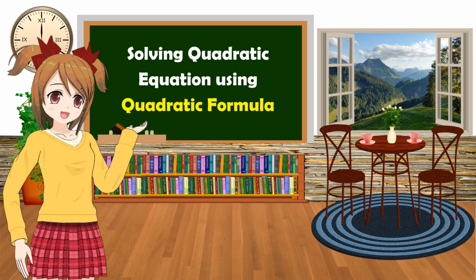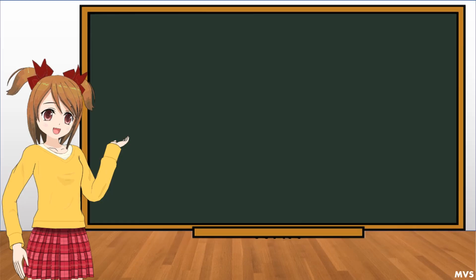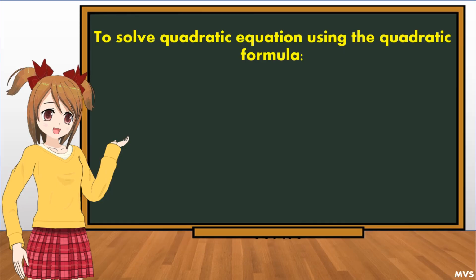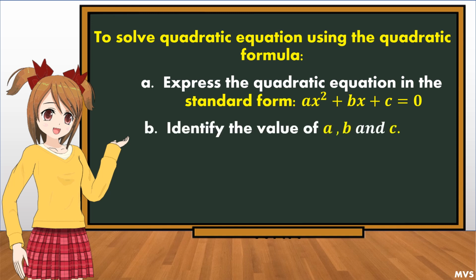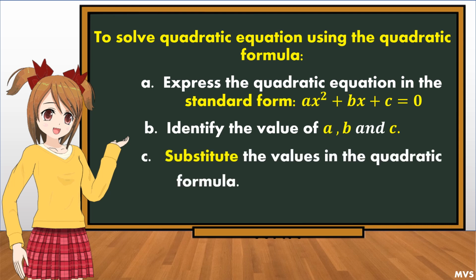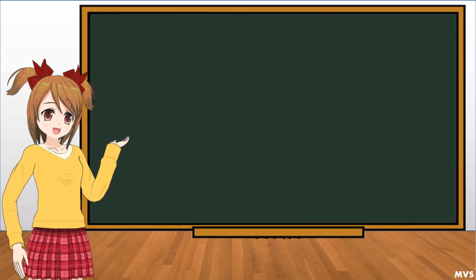This time we're going to solve quadratic equations using the quadratic formula. To solve a quadratic equation using the quadratic formula, you have to express the quadratic equation in the standard form ax squared plus bx plus c is equal to 0. Identify the values of a, b, and c. Substitute the values in the quadratic formula and solve for x.